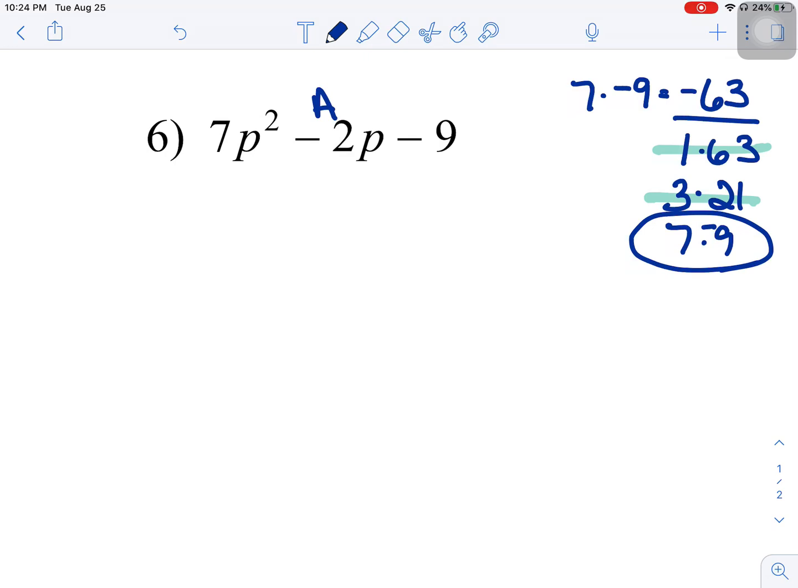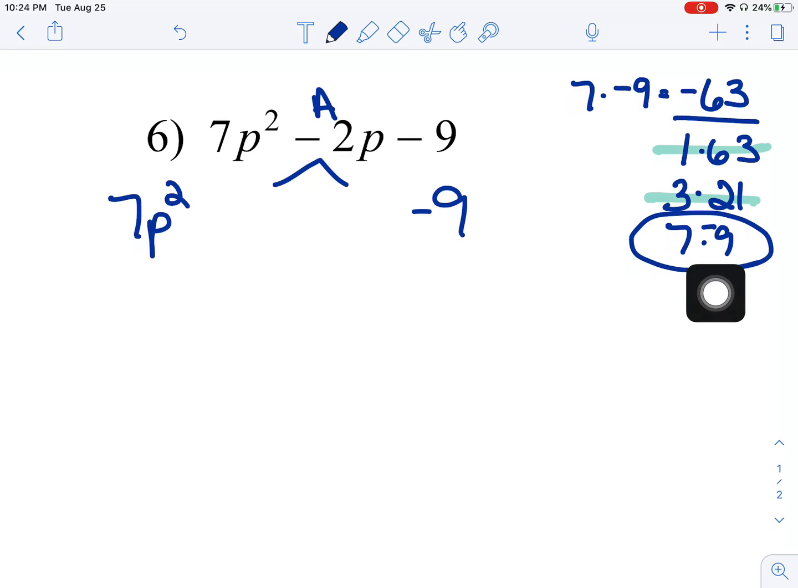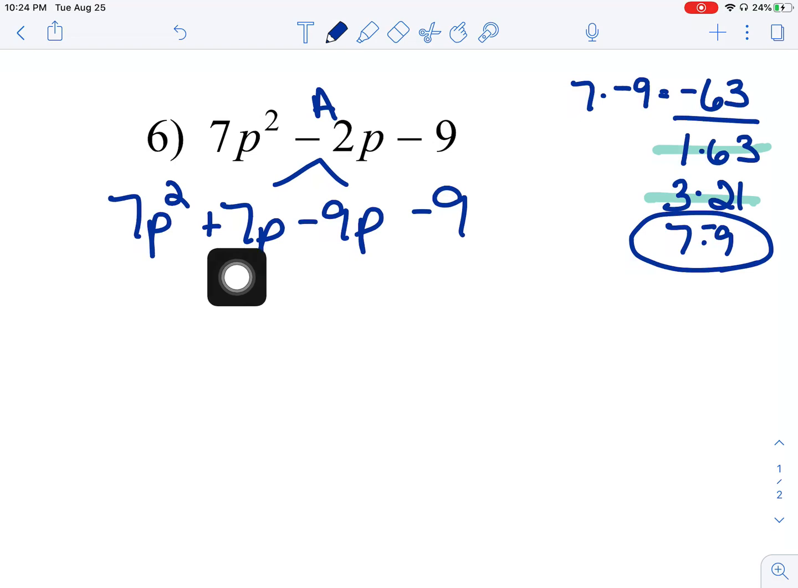Now, I said this is not guess and check, so we need to know what to do next. So your next step, you're going to take your first term, leave it alone, take your last term, and leave it alone. What I want you to do is take this middle term and split it using these two values. The order that you write them doesn't matter. So I'm just going to go in the order that they're written there. So plus 7p minus 9p. So if you think about it, we have 7p here minus 9p. That would be negative 2p if we were to combine them.